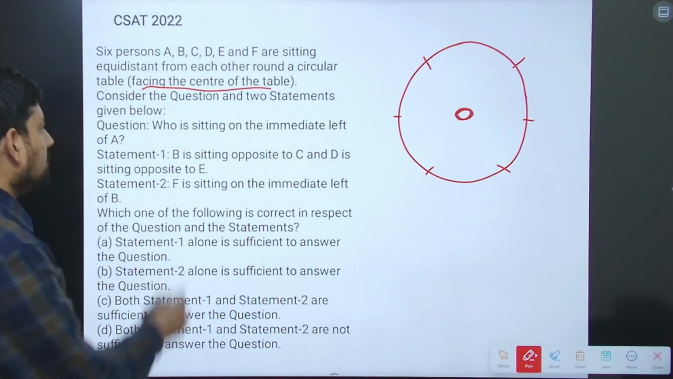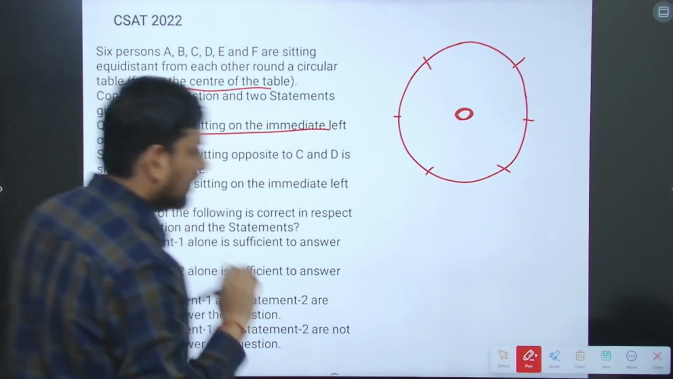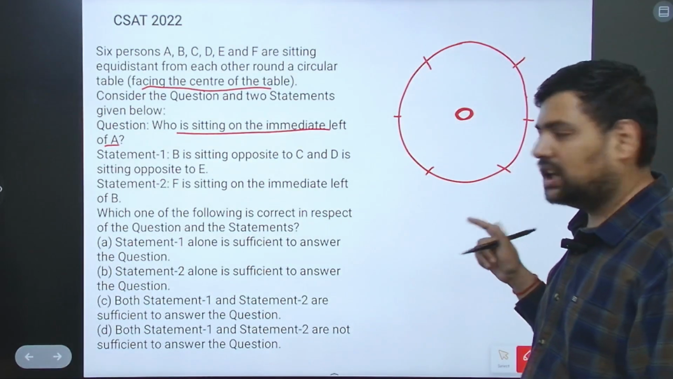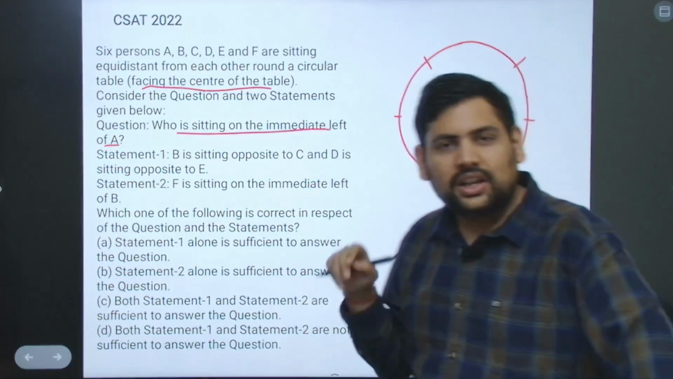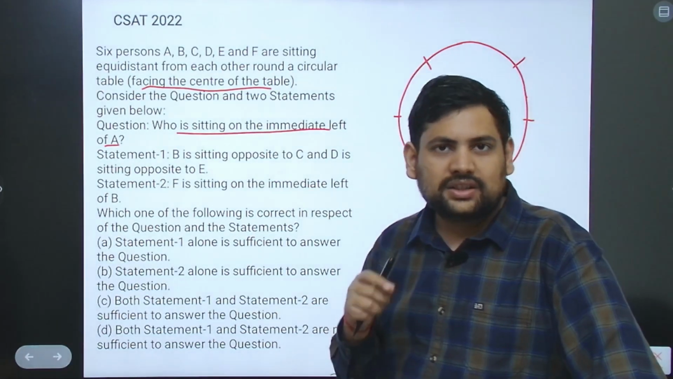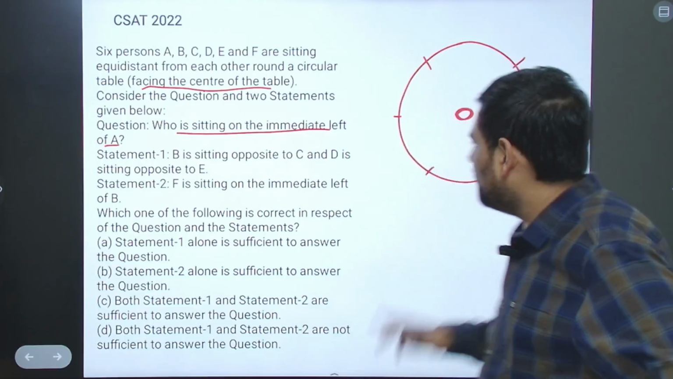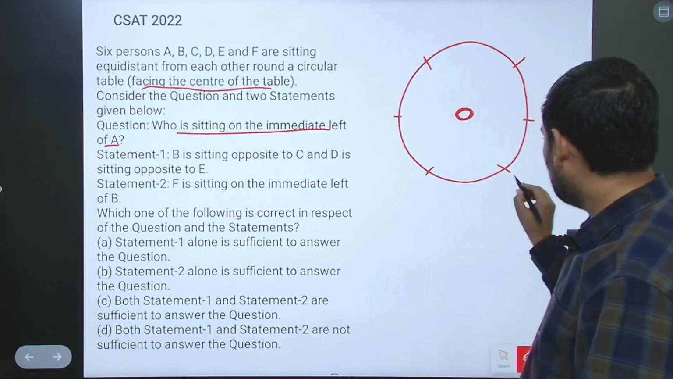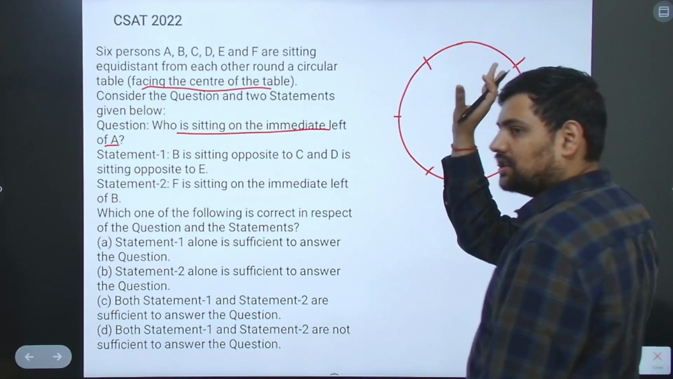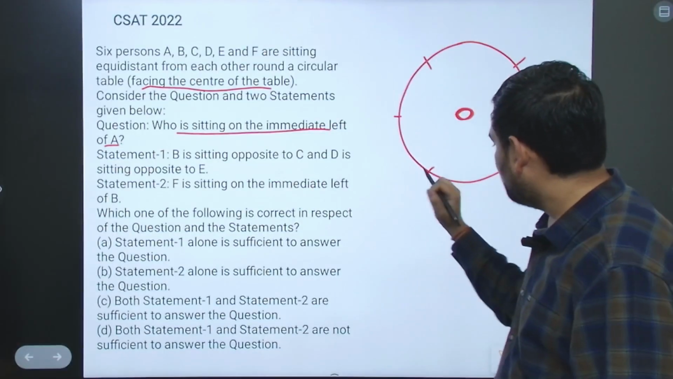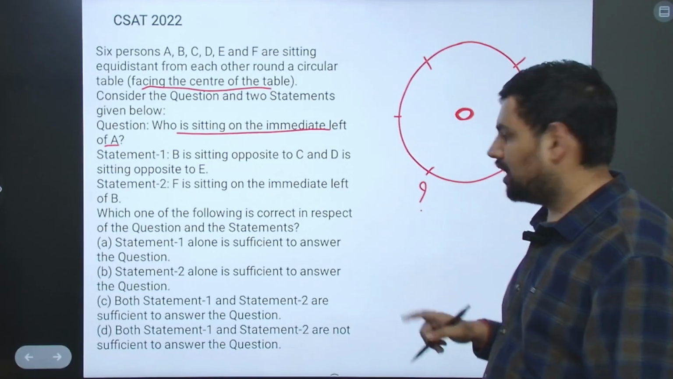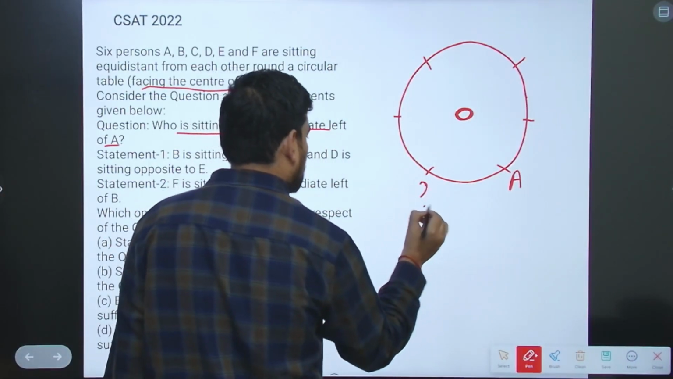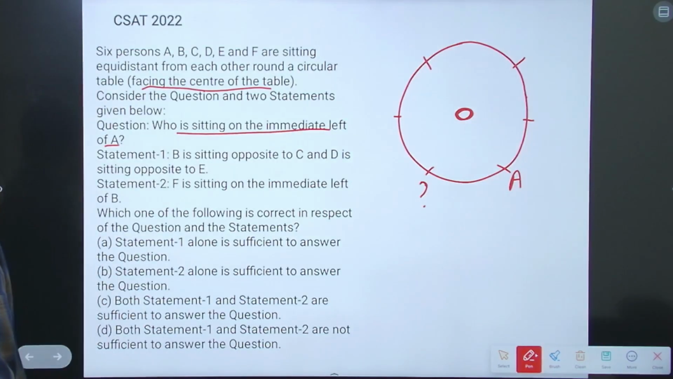Now, what is the question? Who is sitting on the immediate left of A? So where is A? Because this is a circle, the first person where he sits, that only defines the circle. It does not matter if anybody is sitting here, here, here. So I will take A anywhere. Let's say A is here. Now A is facing in this direction, so his left is this. Basically, the question asks which person is sitting on this position.